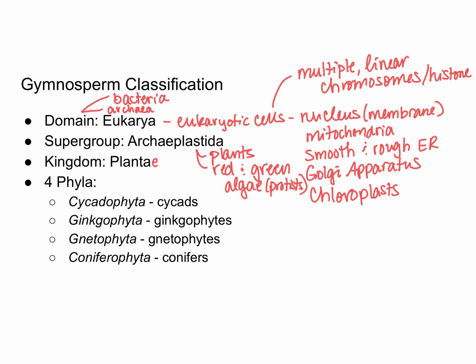And then there are 4 phyla that the gymnosperms are classified into. There's phylum Cycadophyta, which are the cycads, Ginkgophyta, which are the ginkgophytes, Gnetophyta, which are the gnetophytes, and Coniferophyta, which are the conifers.